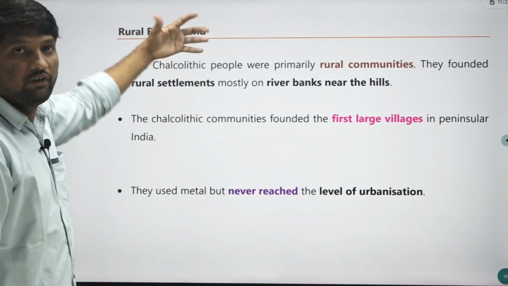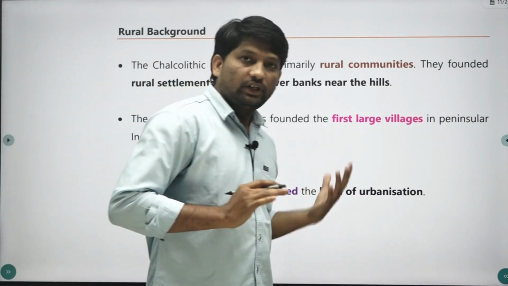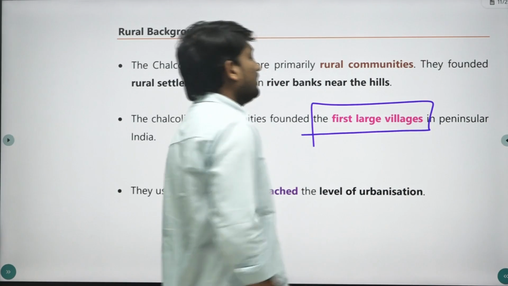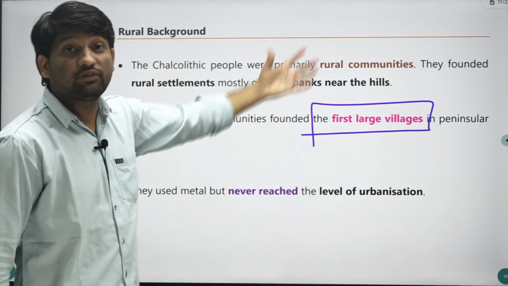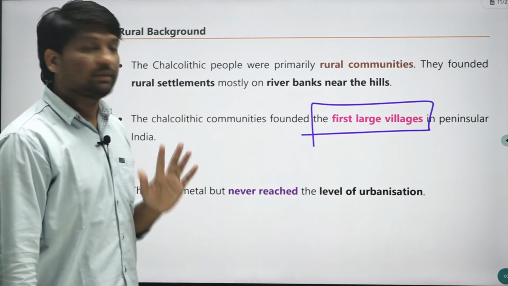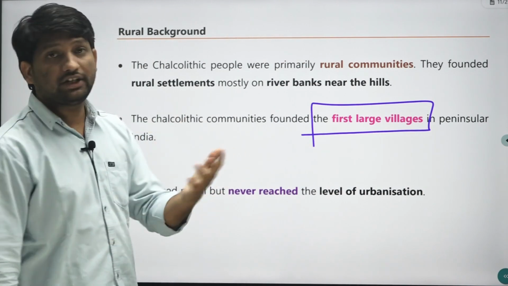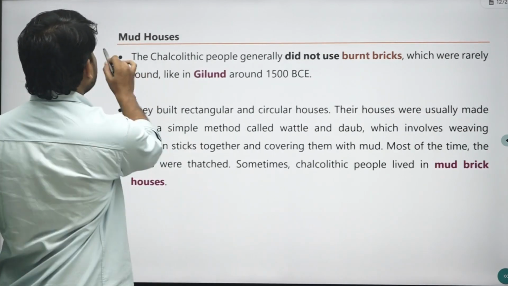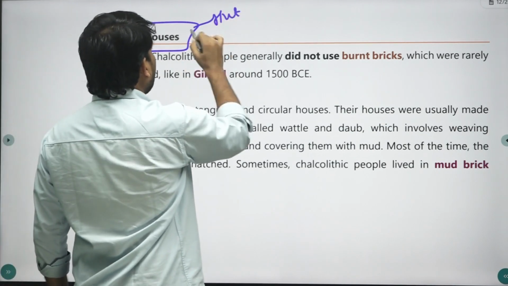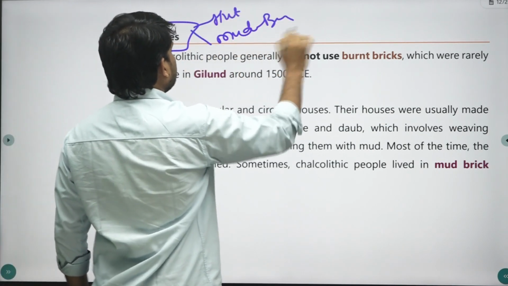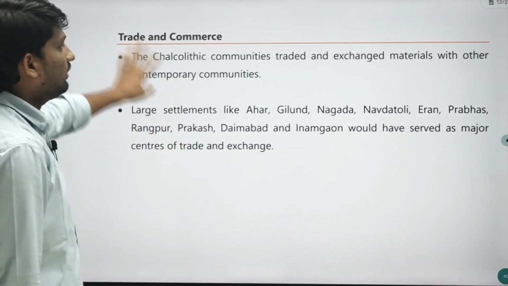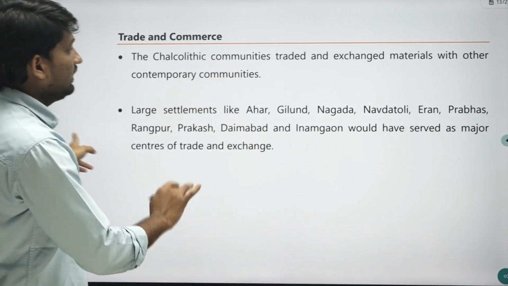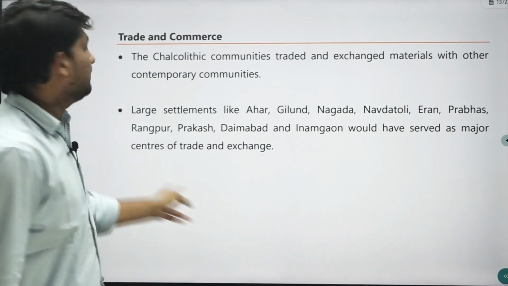Next is rural background. We already know that during this Chalcolithic culture, all or most of the villages were large. So they were the first people who built large villages, but they haven't reached urbanization. We have some sites which are near to urbanization, like Daimabad, but not complete urbanization. Most of the houses were either huts or mud brick houses. Trade and commerce: we have already seen they traded with other cultures within this Chalcolithic culture, but even during this trade they did not use any metal money.